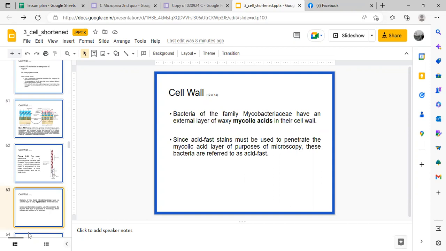Okay? So sometimes hindi sapat yung gram-positive and gram-negative bacteria. Sometimes you need another type of stain. So the bacteria of the family Mycobacteriaceae have an external layer of waxy mycolic acid. Okay? So mas magagamit mo dyan yung mga acid stain, acid fast stain. So para ma-penetrate yung mycolic acid. Kasi other staining procedures hindi kaya. Okay? So pag itong bacteria, it's called as acid fast.